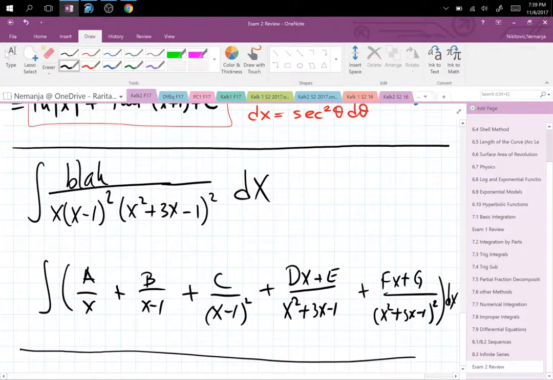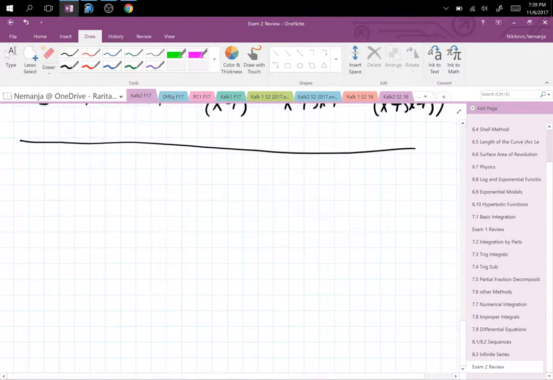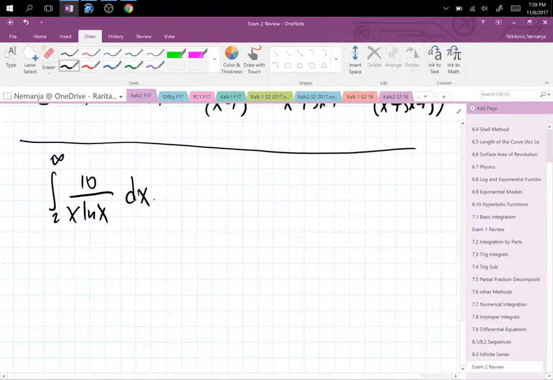Ooh, shiny. Nice question. 2 to infinity, 10 divided by x ln x dx. Look at that. What happened?